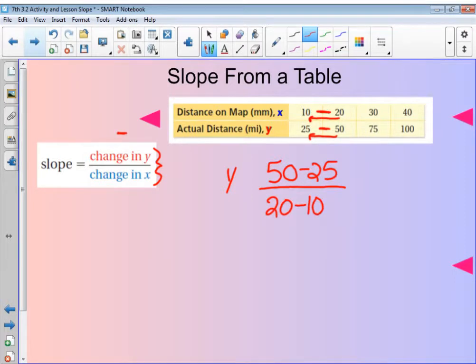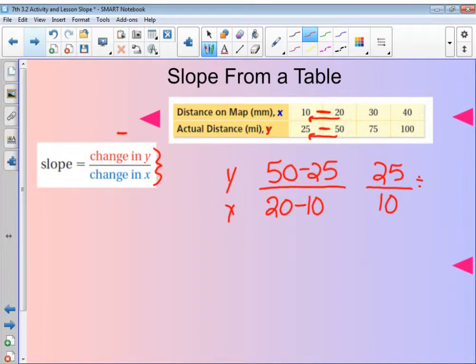The reason I'm choosing to do it that way is just so I don't have to work with negative numbers. But once again, you're not always going to avoid those. So 50 minus 25 gives me 25, over 20 minus 10, which gives me 10. So 25 over 10, I'm going to have to reduce down to get my final answer. When I reduce that down, I don't want a decimal answer. I just want to reduce this to lowest terms.